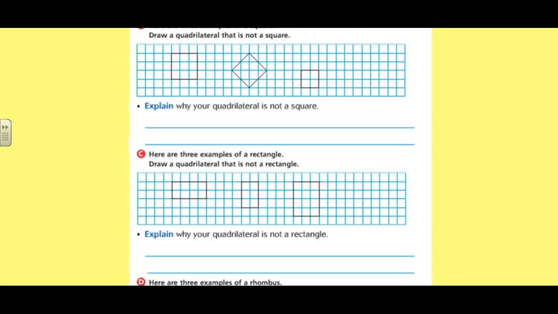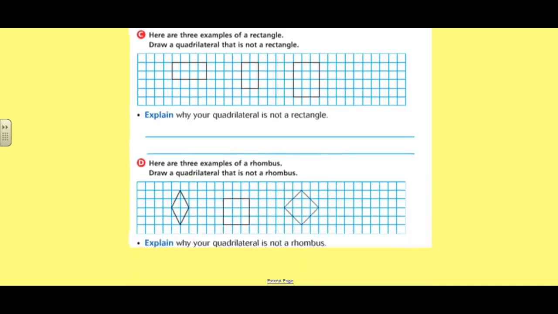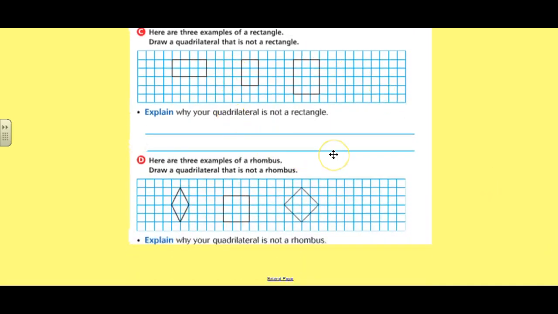And if you need to go back to that first page that we did in lesson 4 to help you draw here, you need to do that because I'm going to be looking at your explanations for why you put that it wasn't a square, why it wasn't a rectangle, or why it wasn't a rhombus. So this page right here you're going to do on your own, and this is going to kind of be your exit ticket for this lesson. Just make sure whenever you're explaining that it's a pretty good explanation. So whenever you're done with this page, I want you to bring it to me and I'll go over it with you.